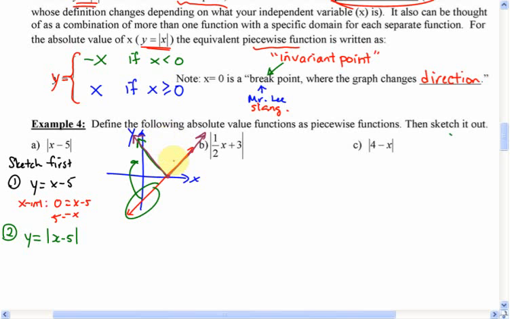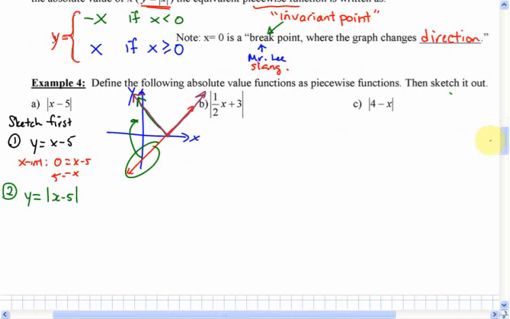Okay? Here's your graph. Now from this graph, I'm going to ask you to see if you can rewrite this out as a piecewise function. I'll give you a few seconds to try this on your own. And let's see if you can do it. Find the two pieces. Find the equation for those two pieces. Find the domain for those two pieces. Okay, let's take a look together.